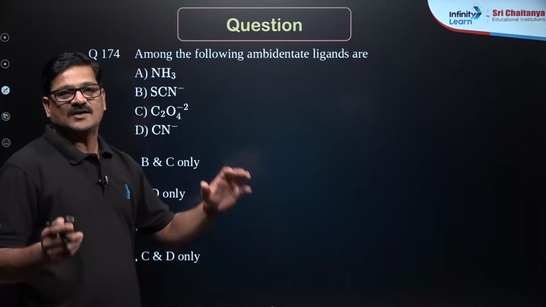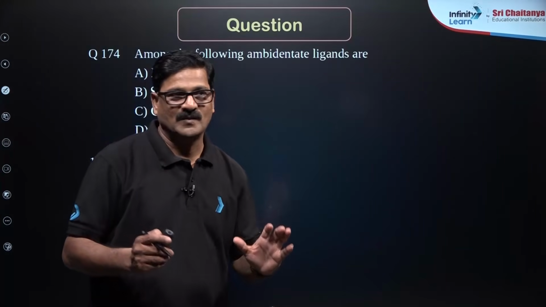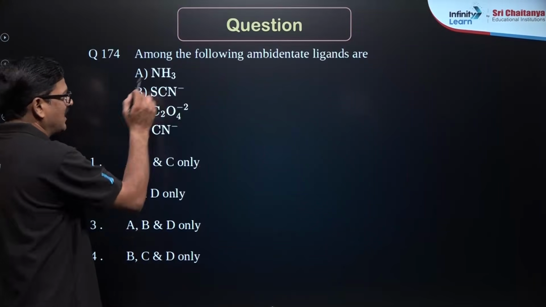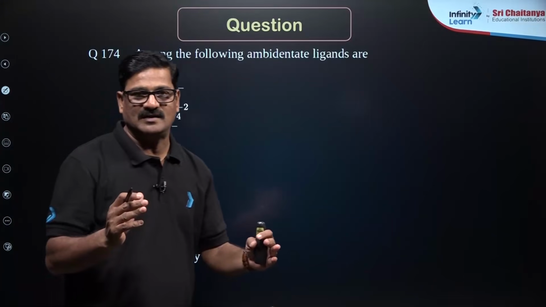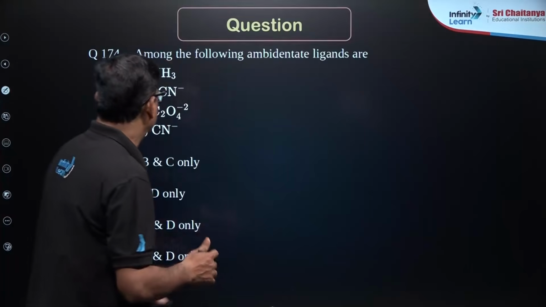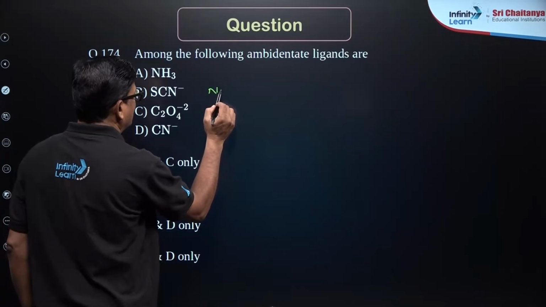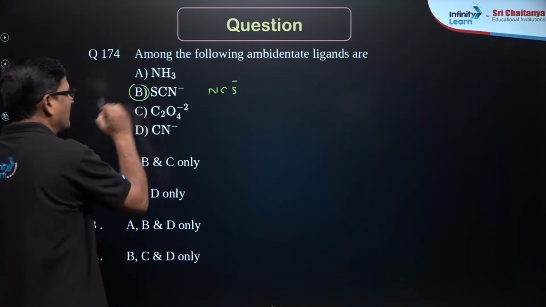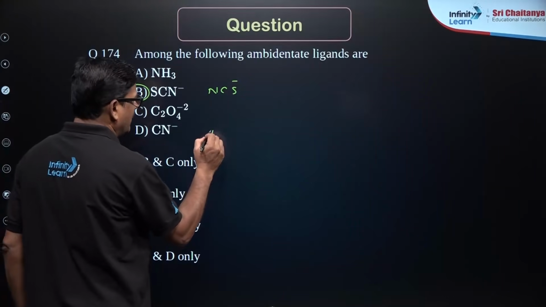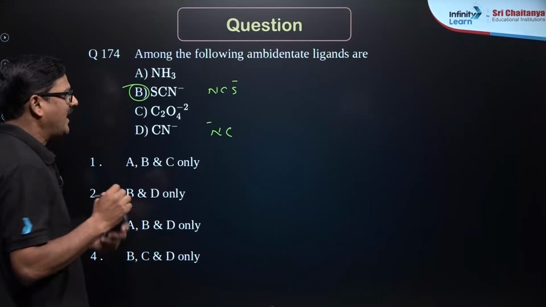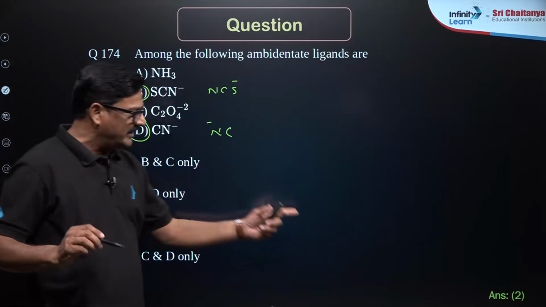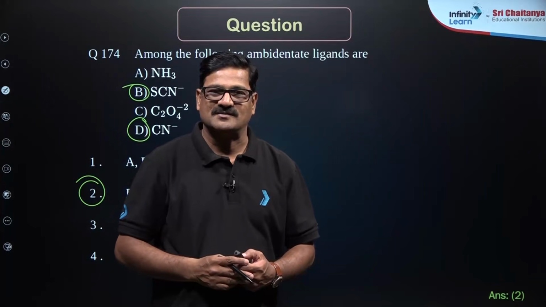So students, it is a question directly asking about ligands. Among the following, the ambidentate ligand. Ammonia is not an ambidentate ligand. What is an ambidentate ligand? A ligand which has more than one donor atom is called an ambidentate ligand. So SCN and NCS can be ambidentate ligands. Oxalate cannot be an ambidentate ligand, and CN, or NC minus, is going to be an ambidentate ligand. I can say B and D are the ambidentate ligands. Option 2 is the correct answer for this question.